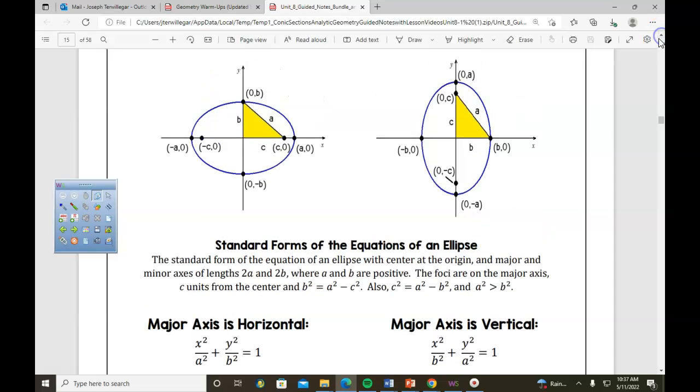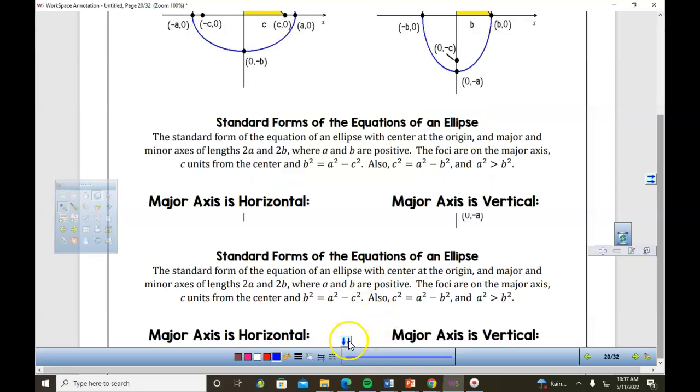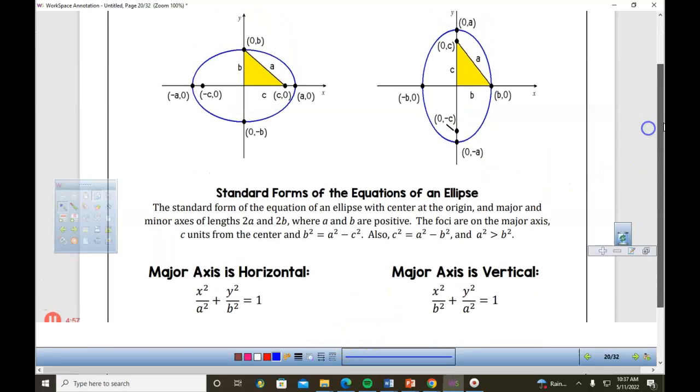The biggest thing with this picture up here to keep in mind is, because of the Pythagorean theorem, b squared equals a squared minus c squared. And remember, think of a as your major semi-axis, because your whole axis is 2a, and this is your focus distance, c. And then this is your minor. Also, c squared is equal to a squared minus b squared.